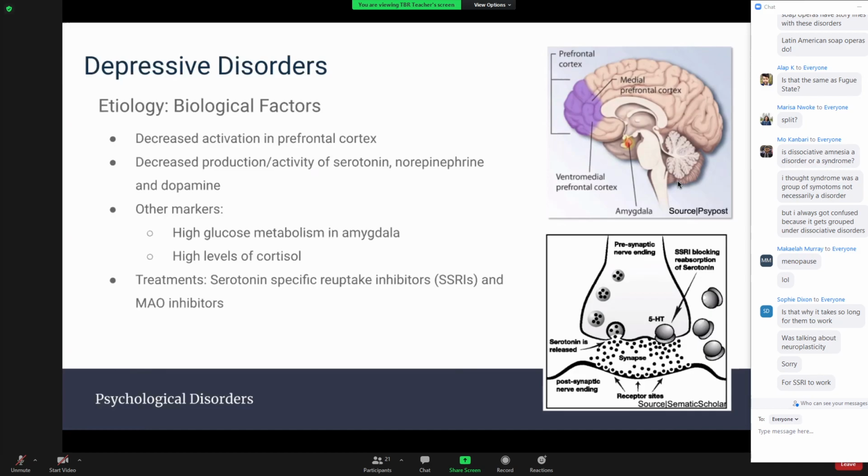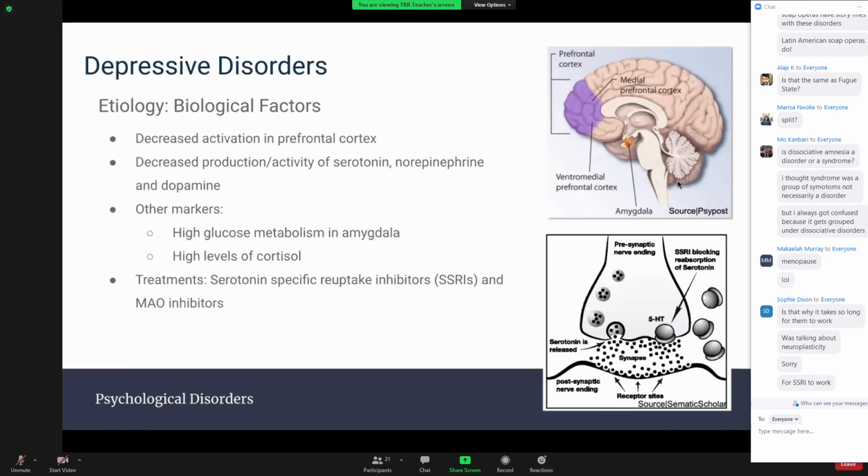That's where, you can think about the command center or the control center is taking place in terms of higher order activities. So there's decreased activation in there. So it shouldn't be surprising that it might be one of the causes that drives depressive disorders. The other one is, as I've already said, the decreased production and activity of serotonin, norepi, and dopamine. Please remember this. Depressive disorders, those three go down, low, low, low.